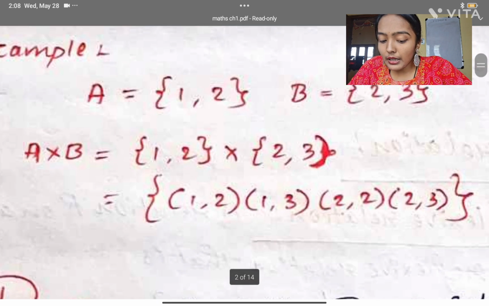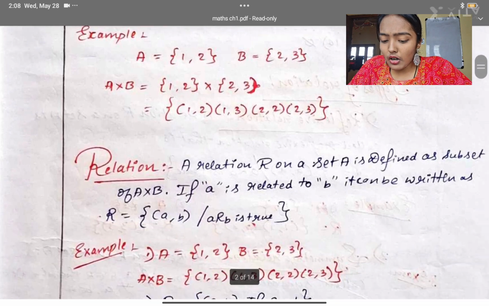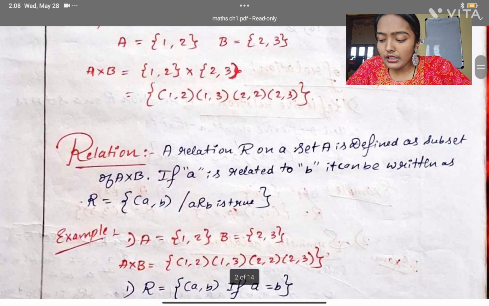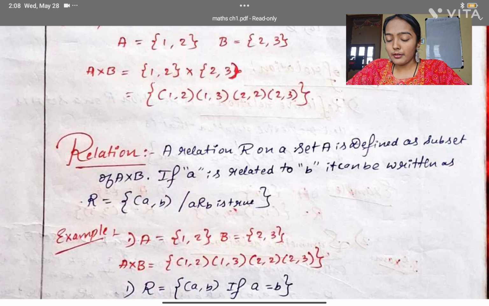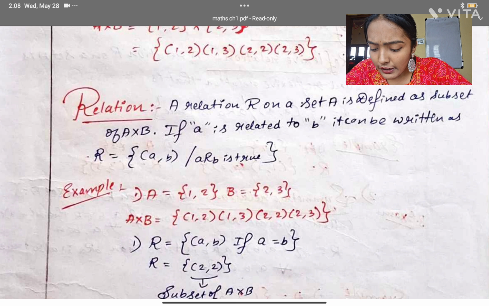Okay, the sets we get by multiplying two major sets are called what? Subsets. You have already learned it in your 11th. I am talking to you in simple words, because they may not ask the definition, but still you have to understand. A relation R on a set A is defined as a subset of A cross B. If A is related to B, it can be written as R equals A comma B. A relation B is true. A is related to B.